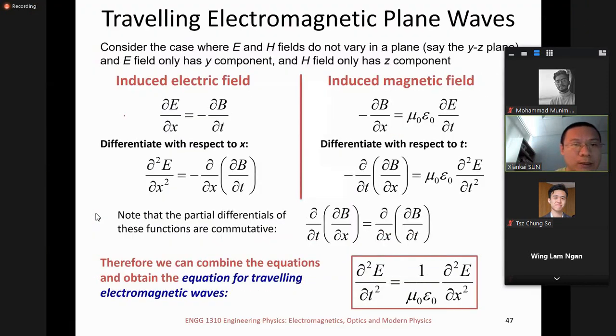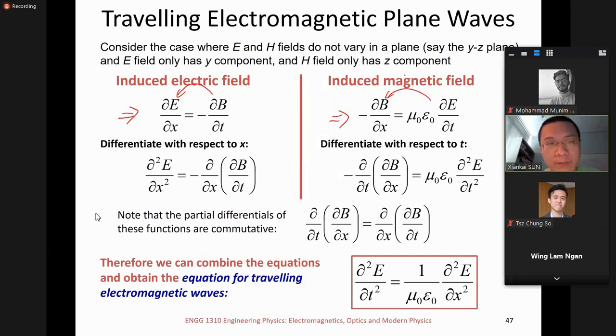So the first one is the partial E over partial X equal to minus partial B over partial T. So this one is the very magnetic field induce an electric field. The other one is minus partial B over partial X equal to mu naught epsilon naught partial E over partial T. So this is a very electric field induce a magnetic field.